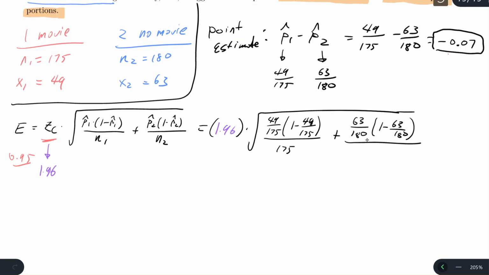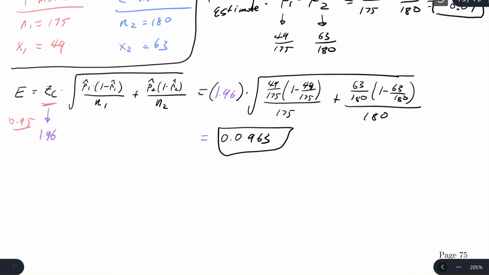over 180. So when you put this in a calculator, just do one at a time. Do this times this, divide by 175, write this number down, find this number, write it down, add them, take the square root, and then multiply by 1.96. So this should give us a margin of error of 0.0963. That's the margin of error.